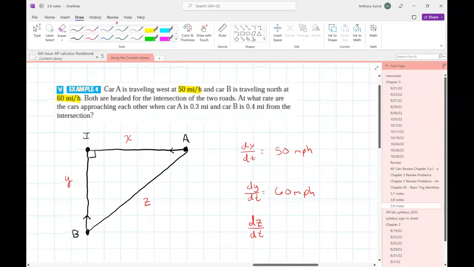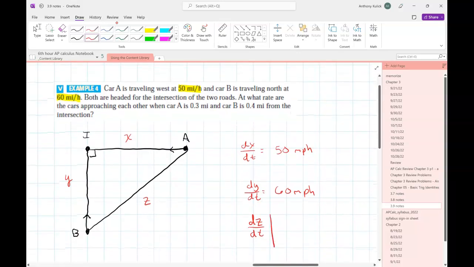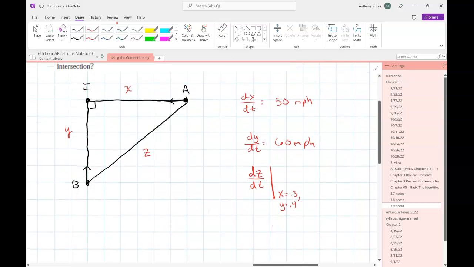Okay. And it says we're looking for that value when car A is 0.3 mile. What's 0.3 mile going to be? X equals 0.3. Yeah, that's the value for X. And Y is then 0.4 from the intersection. Everybody's okay with this? Okay. What equation would I be using to describe this situation? Pythagorean theorem.